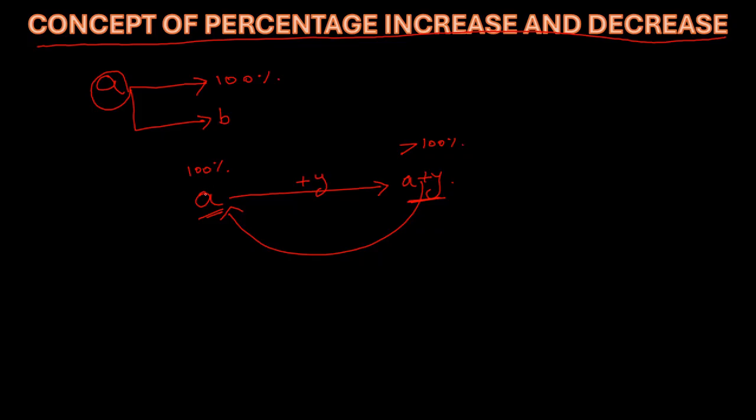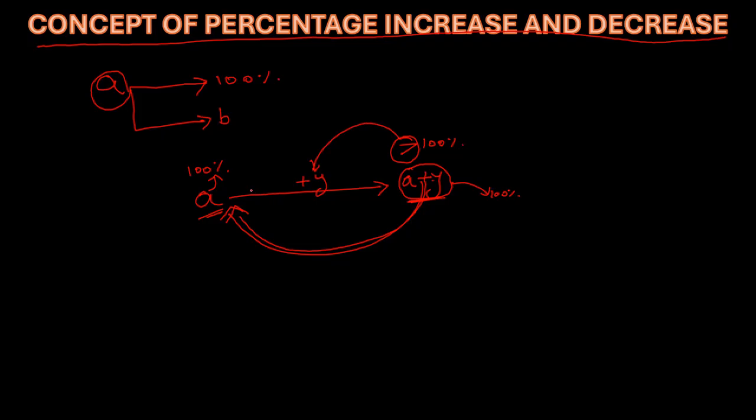Remember this, guys. A when compared with itself is 100%. And also a plus y when compared with itself is 100%. But here I am not comparing a plus y with itself. I am comparing the value of a plus y with a. So the value of a plus y when compared with a is definitely going to be greater than 100%. This greater than 100% is obtained as I have added the value of y to it.